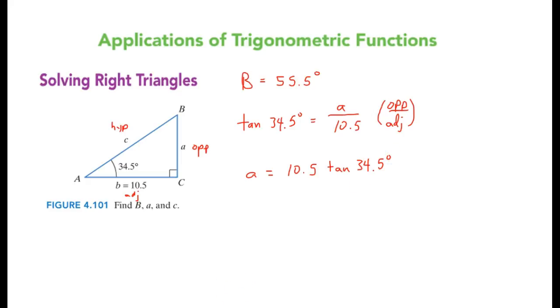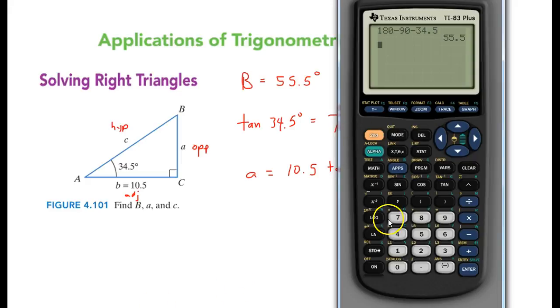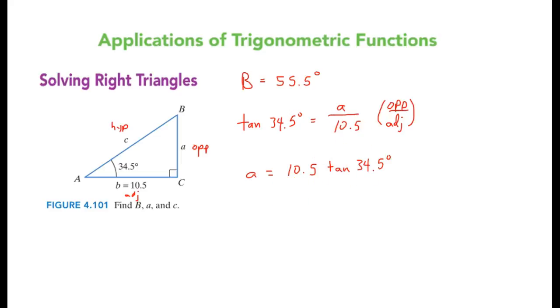Alright, but usually they'll have you round these things to a couple decimal places. So if I put in 10.5 times the tangent of 34.5 degrees, and let me go in here and make sure that I'm in degree mode. Nope, I wasn't. That wouldn't have been good. So I get 7.22 roughly. So I'm going to say A is about 7.22.